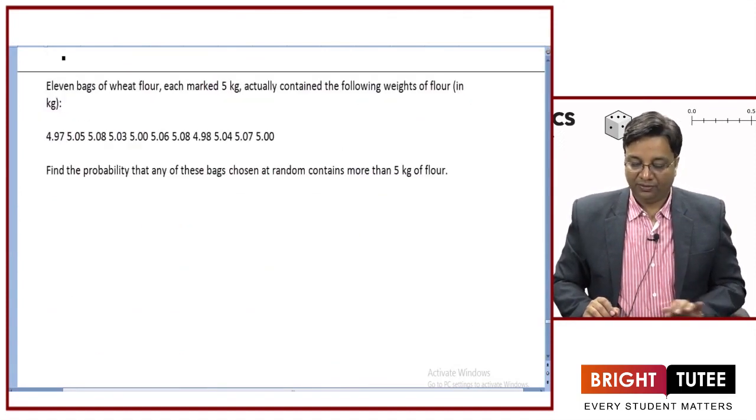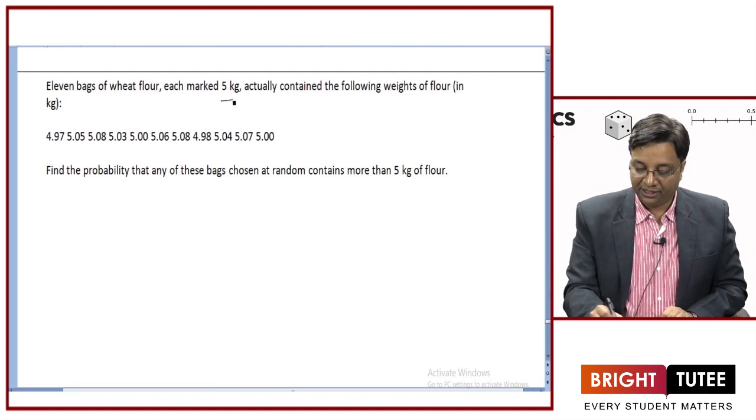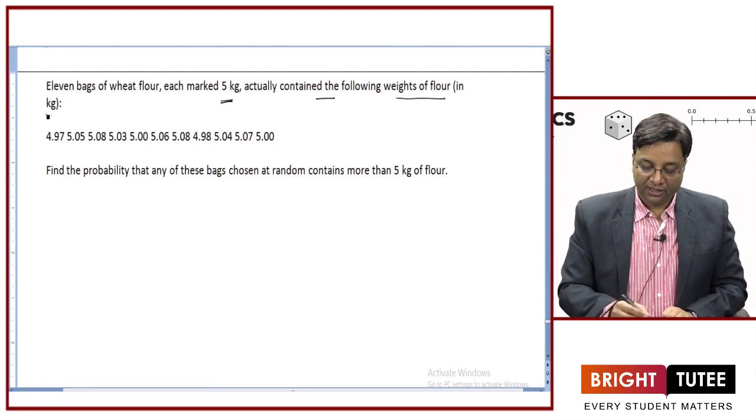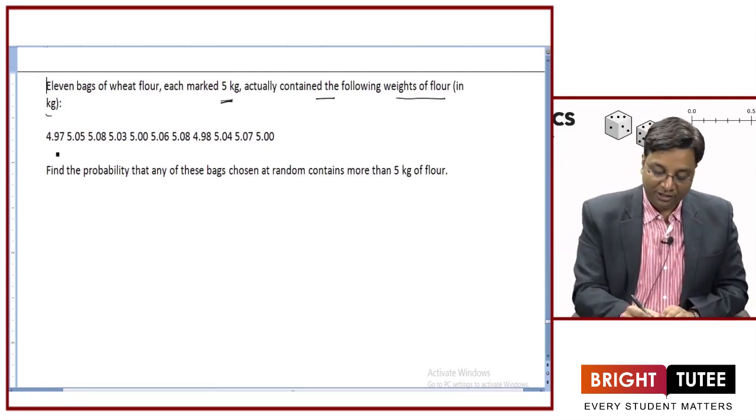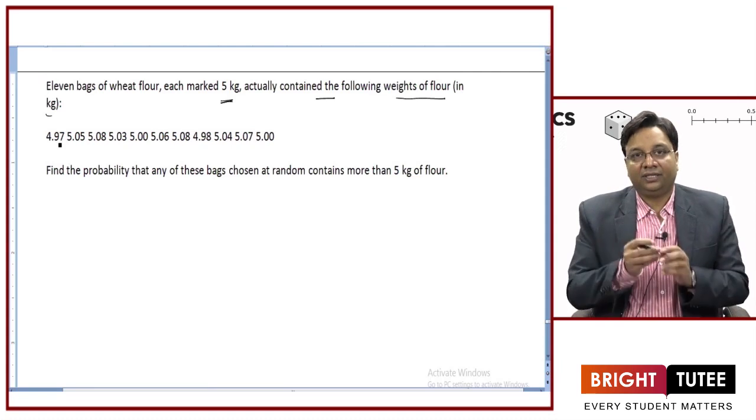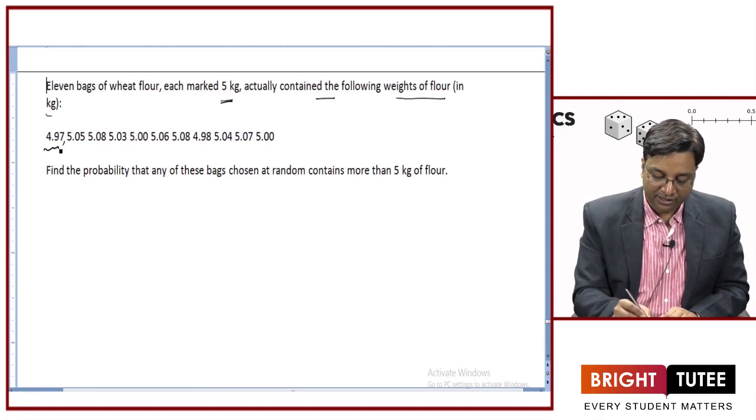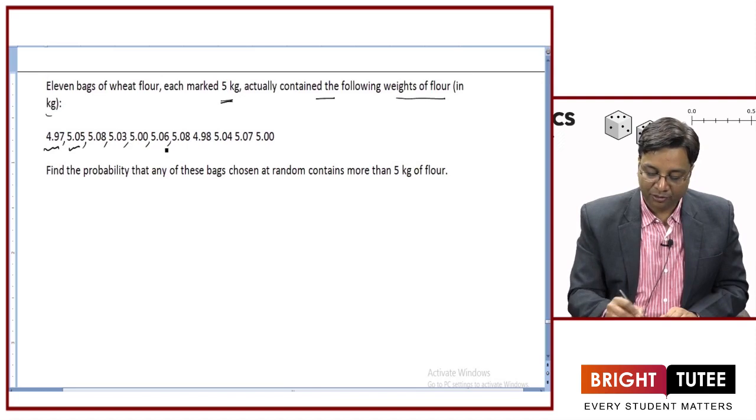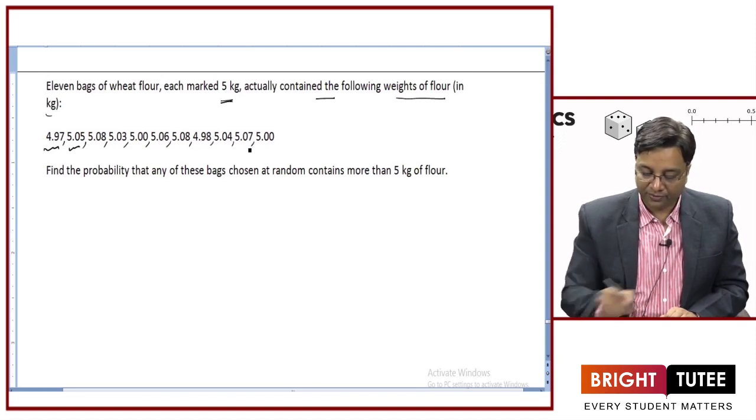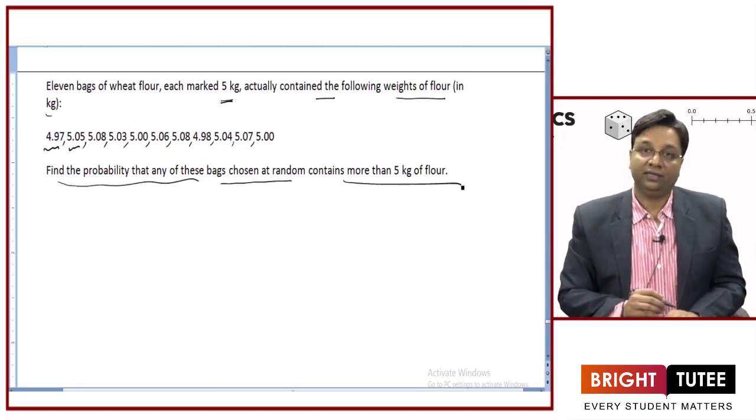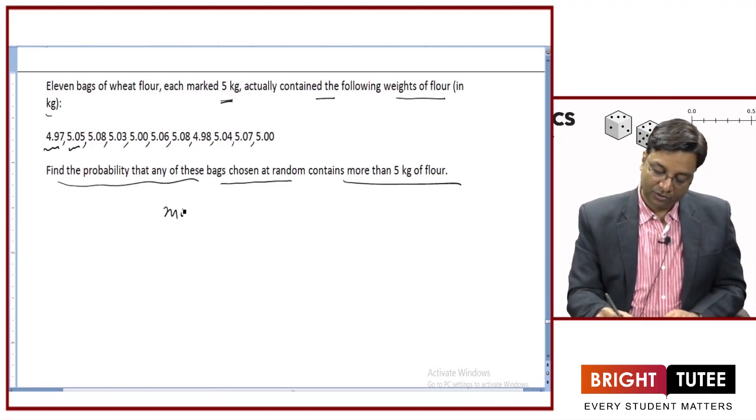11 bags of wheat flour, each marked 5 kg, actually contained the following weights of flour in kg. It was marked 5 kg, but it actually contained somewhat less than 5 kg or somewhat more than 5 kg. These are the exact weights: 4.97 kg, 5.05 kg, 5.08, 5.03, 5, 5.06 and so on. Find the probability that any of these bags chosen at random contains more than 5 kg of flour.